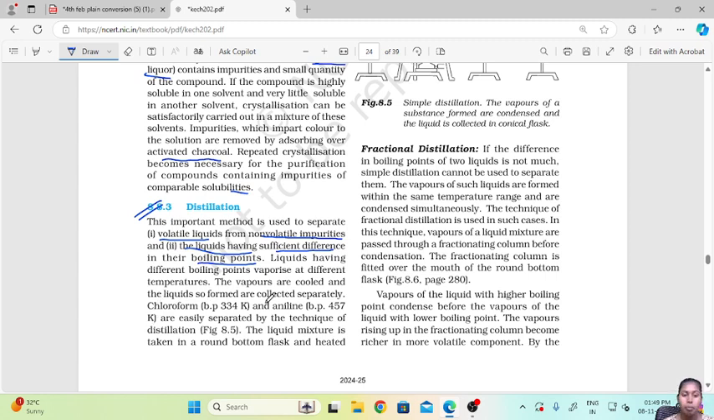For example, chloroform and aniline. Chloroform has a boiling point of 334 Kelvin, whereas aniline has a boiling point of 457 Kelvin. They are easily separated by the technique of distillation because of their difference in boiling temperatures. One is 334, another one is 457. But if we look at it like this, the difference is not bigger, right? But if we convert the Kelvin into degrees Celsius, you can make out the difference. For example, 334 Kelvin. How do you convert Kelvin into degrees centigrade? You subtract 273 from it.